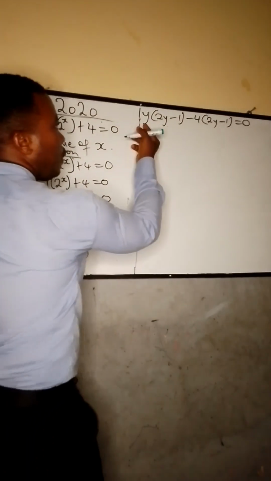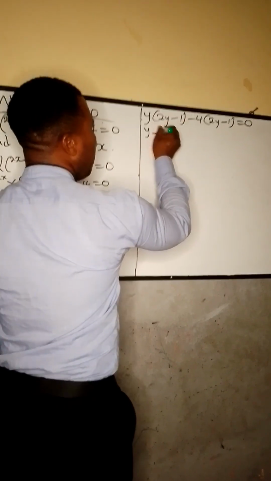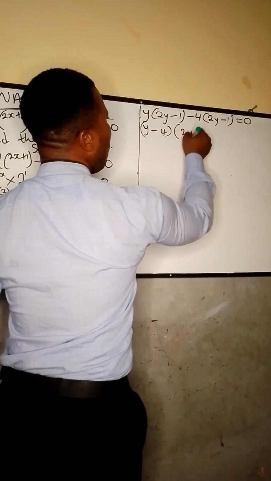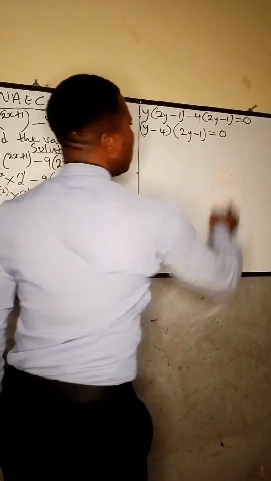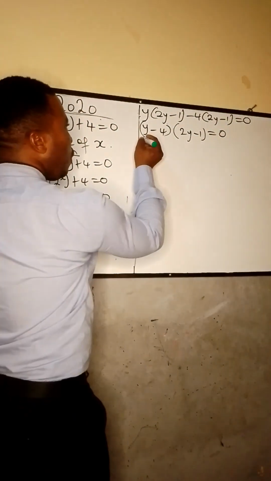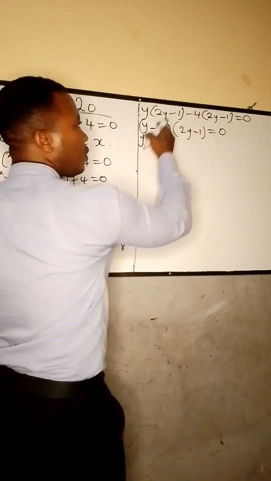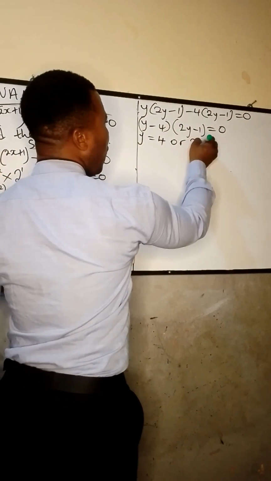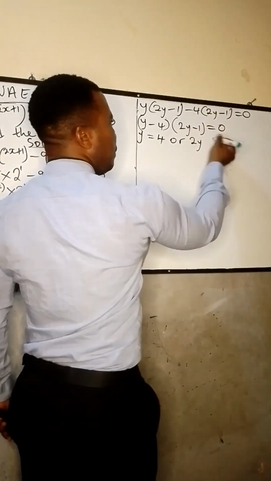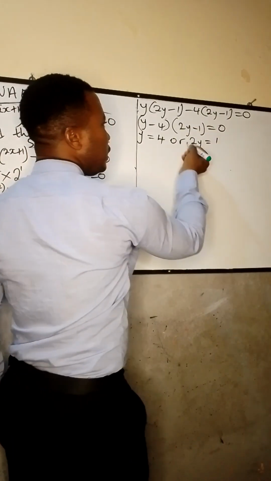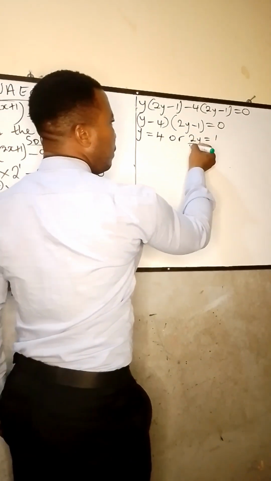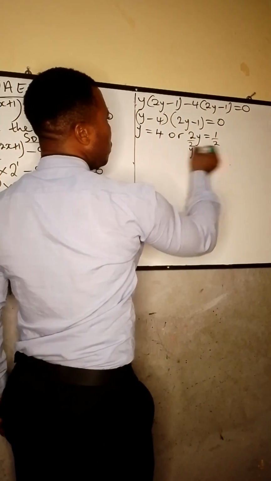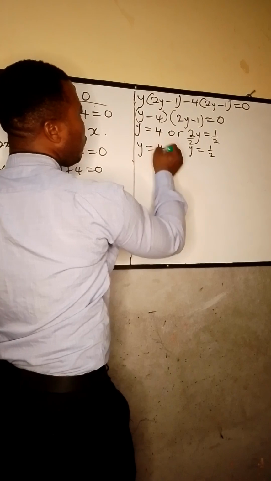Now here we take y minus 4 or 2y minus 1, which is giving us 0. So y is equal to 4, since minus 4 crosses to the other side, giving us plus 4. Or 2y minus 1 equals 0: this minus 1 will cross to this side and becomes plus 1. Now to get our final y, we divide both sides by 2. So y here is equal to 1 over 2, or y is equal to 4.